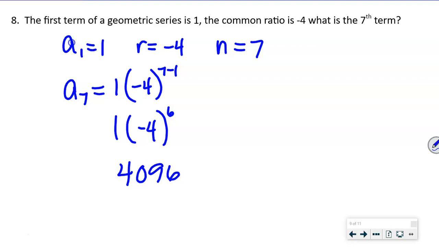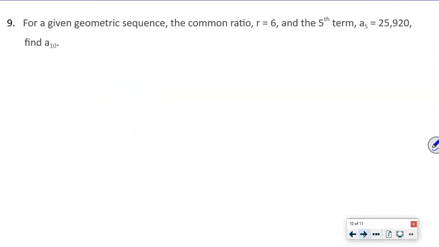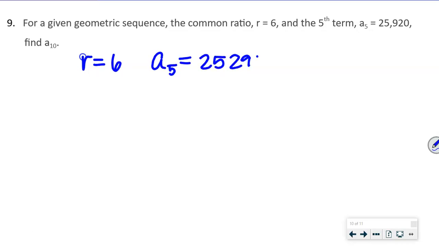And recall that when you take any number to an even power, the answer is always going to be positive. All right, so this next one says for a given geometric sequence, the common ratio r equals 6. And then this time we're given the 5th term, right? So this is a5 equal to 25,290. And then it's asking us to find a10.